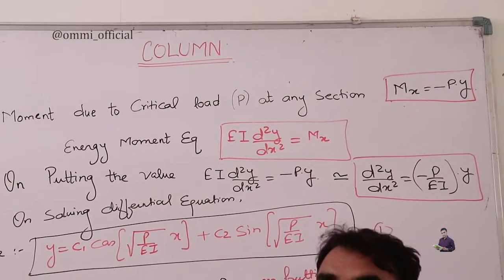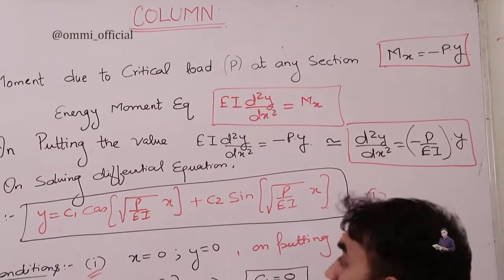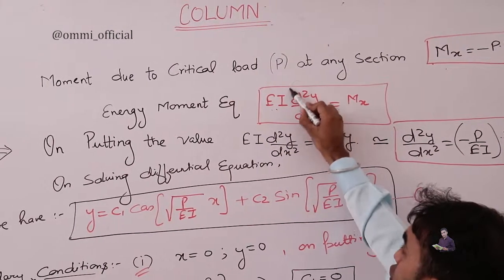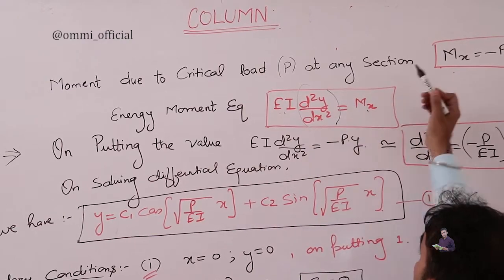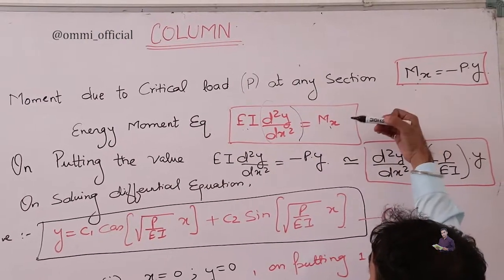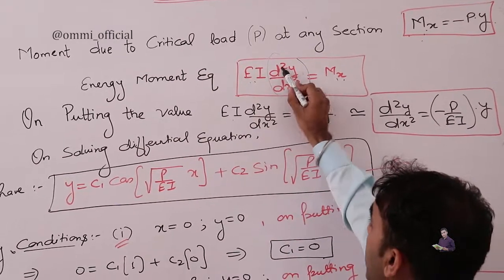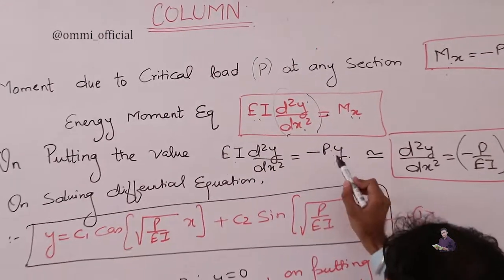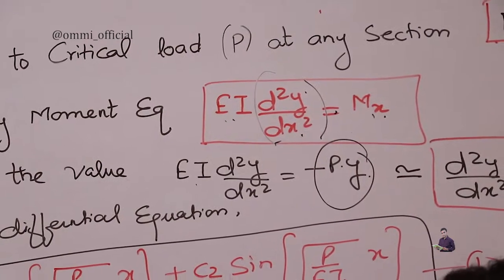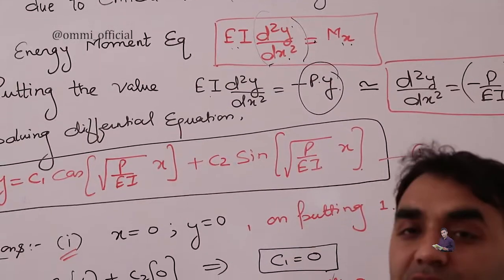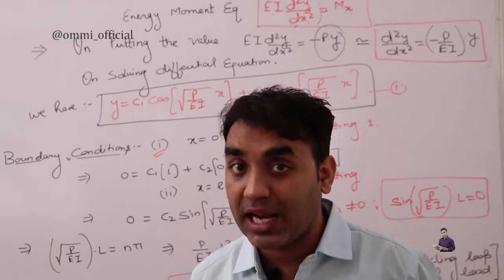Now we all know the energy equation, or rather the bending equation: EI d²y/dx² equal to Mx. We already know Mx. If we put the value of Mx here, we get EI d²y/dx² equal to minus P into y. Now this equation comes under the category of differential equations, and now we have to solve it.